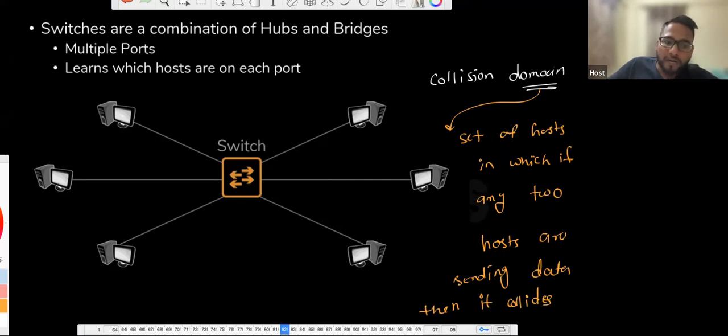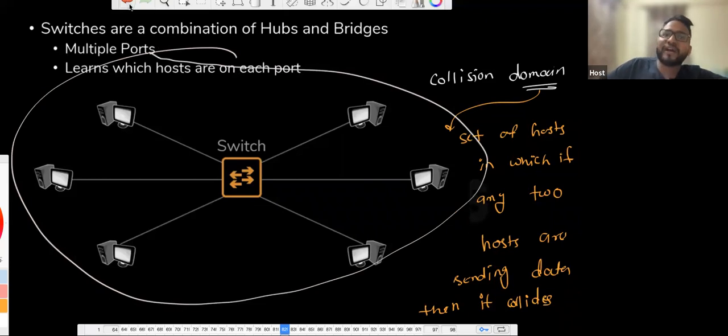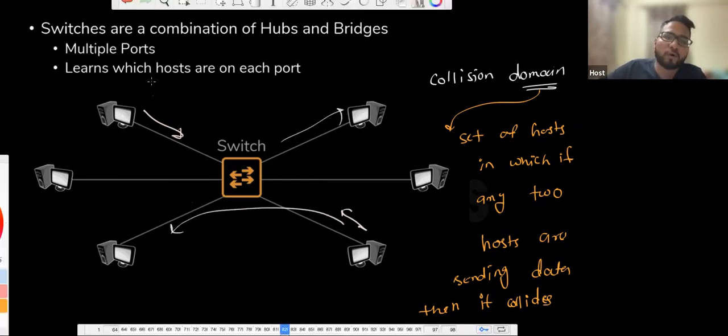So now tell me, if this entire thing is a collision domain, can we say that if any two hosts are sending data simultaneously, then they will definitely collide? No, right? If it is sending data to probably this one, and it is sending data to this one, then they will not collide. Obviously, if they are sending to each other, then they will collide. Let's suppose this packet is here and that packet is there, on the way, then they will collide. But it is not necessary that they will always collide.